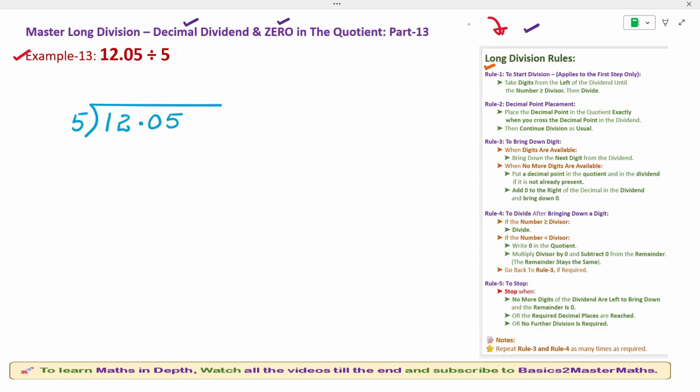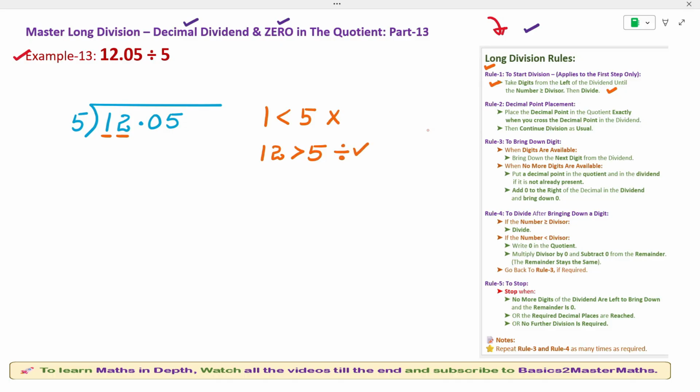Let us apply rule 1. Take the digits from the left of the dividend until the number is greater than or equal to the divisor. Then divide. In this case, the leftmost digit of the dividend is 1, which is less than the divisor 5. So, division is not possible. As per rule 1, consider the next digit also. Now, the number becomes 12, which is greater than the divisor 5.